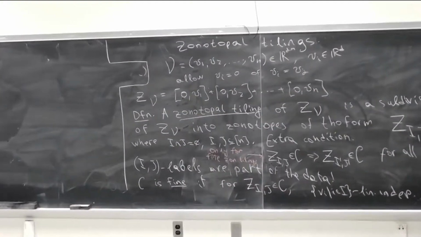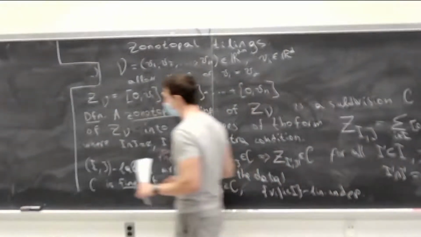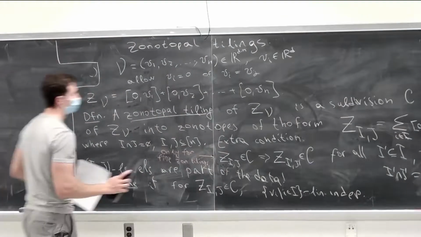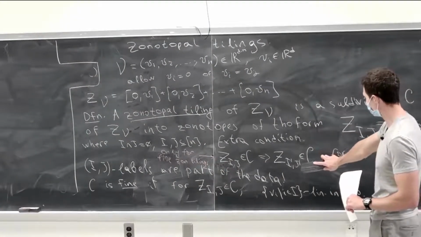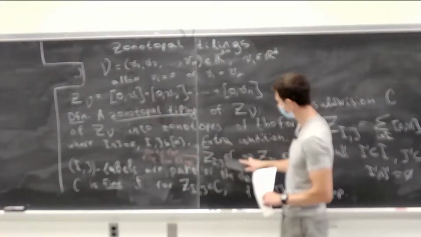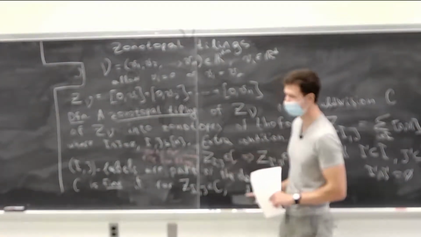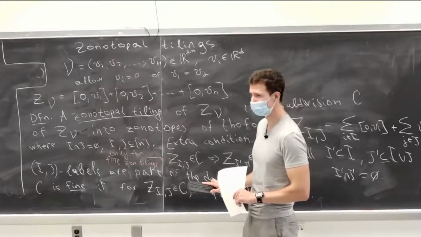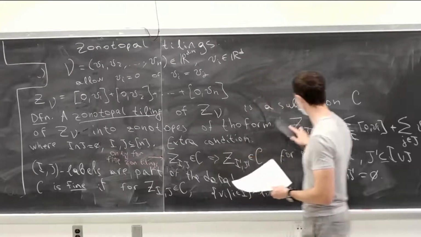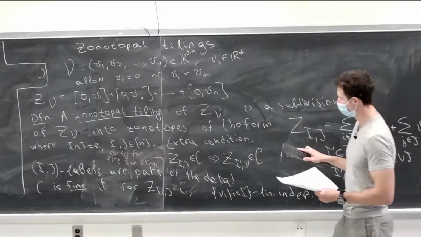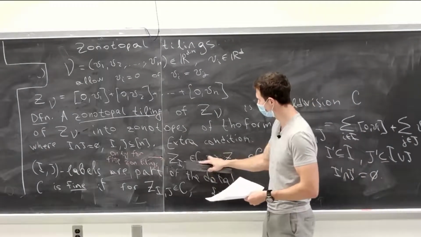Yeah, okay, J prime. That is definitely true. Okay, here's what it should be for non-fine zonotopal tilings. If you have a tile, then its faces should be labeled correctly. All of its faces should be contained in my zonotopal tiling, because it's a subdivision, but also these faces should be labeled by pairs of sets.